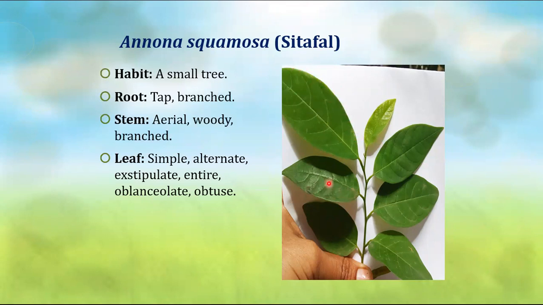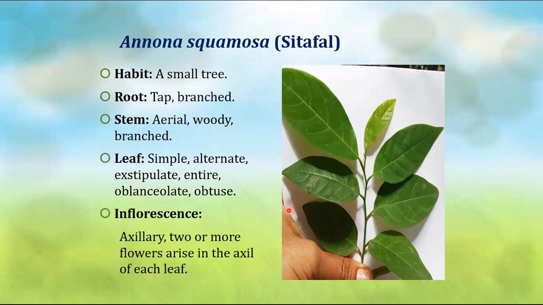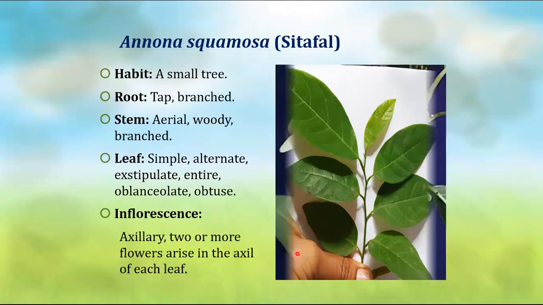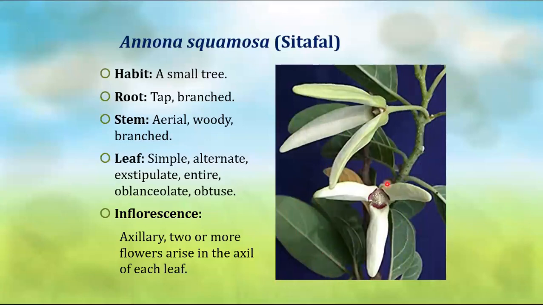Oblanceolate means the leaf may be circular or oval in shape. The obtuse tip of the leaf is rounded or blunted, or circular. This is obtuse. The inflorescence: two or more flowers are arranged at the axil of each leaf.